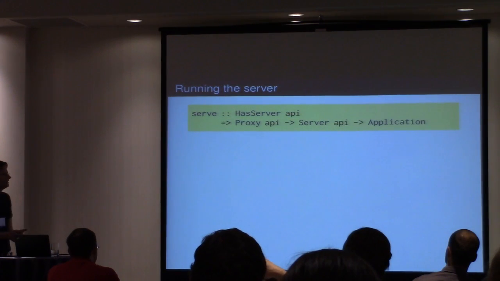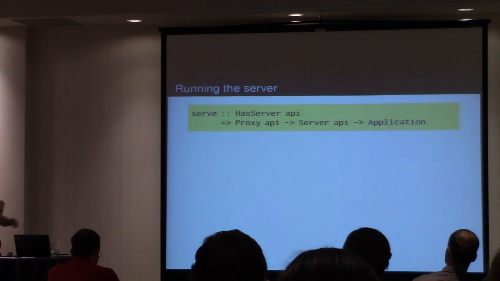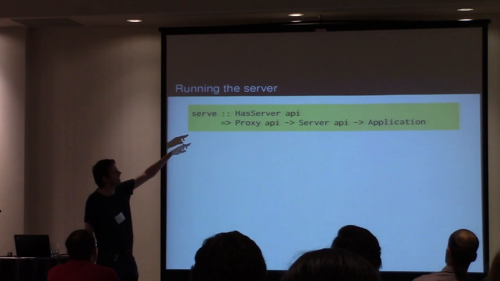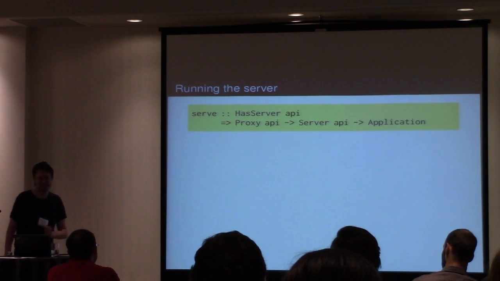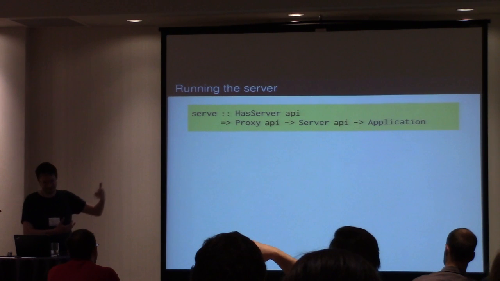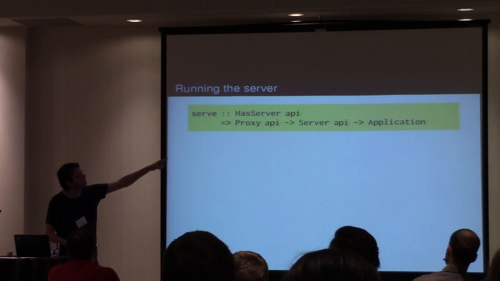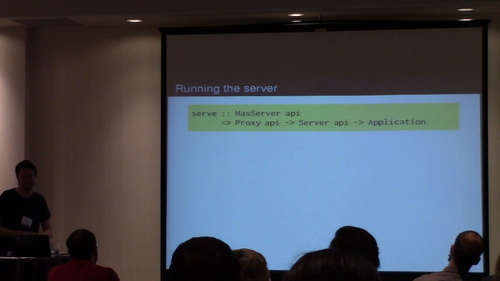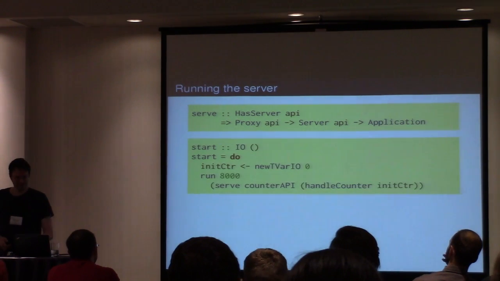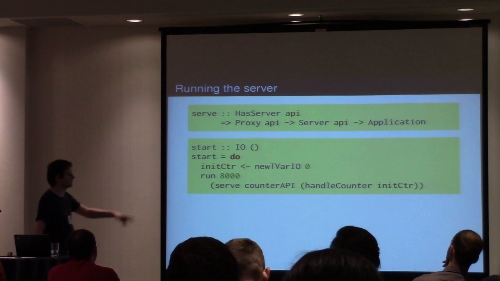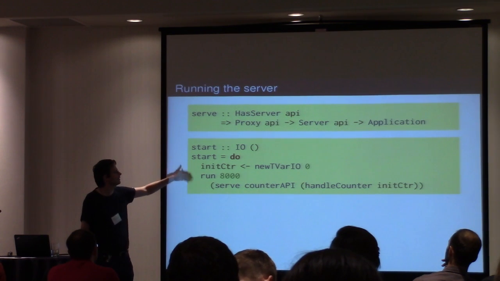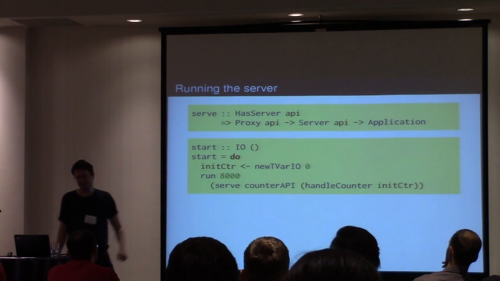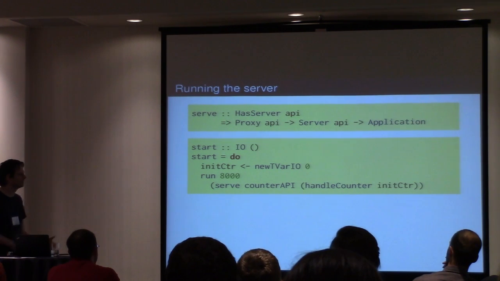And then if we want to run this, we call a function serve, which looks just like docs in the sense that we take a proxy again, we have a class constraint on it. We additionally take the server of the API, that's the handler, and then we form something that is an application, and the application can then be run on a particular port like this. So if we want to actually run this thing, we initialize our transactional variable to 0 in the beginning, and then we run it, and then we serve that API.